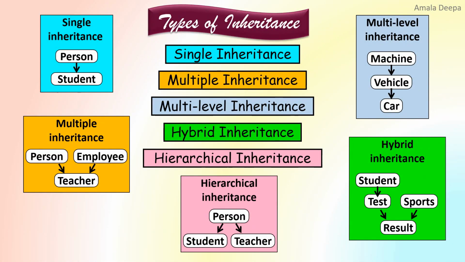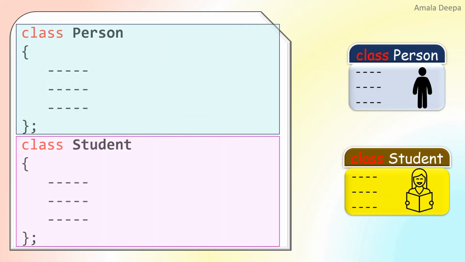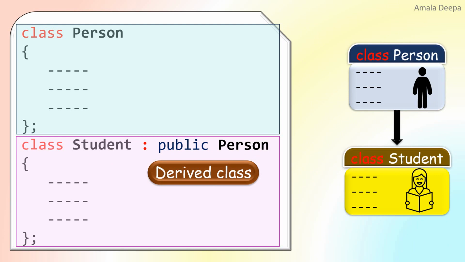Next, let us see how to create a derived class from an existing base class. Here I have two classes, class person and class student. To create single inheritance from class person to class student, next to class student, you place a single colon followed by public and then person. By this syntax, class student becomes the derived class of class person, which is the base class.